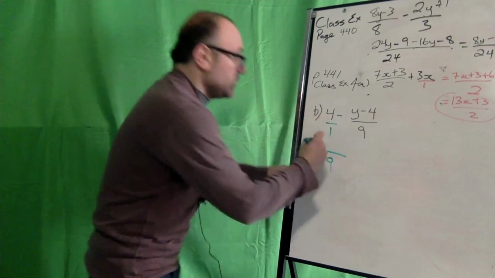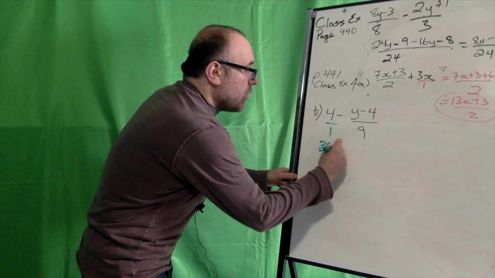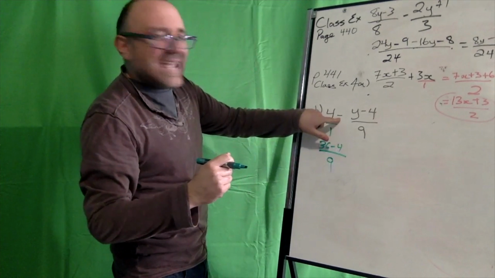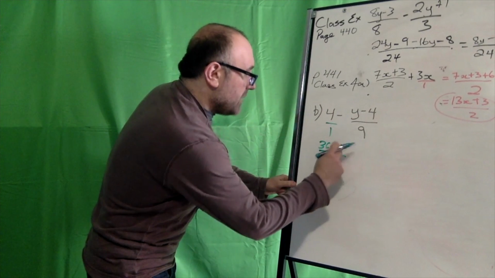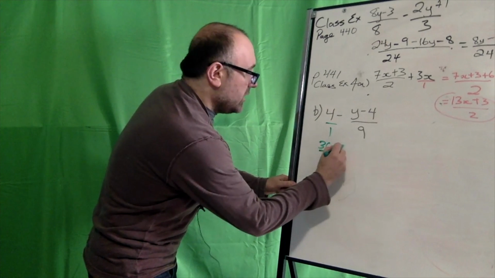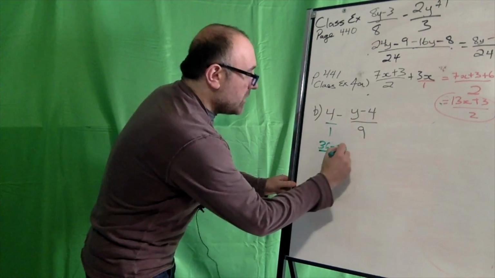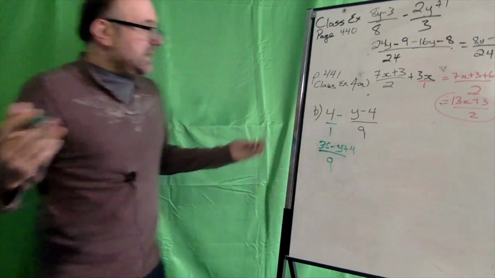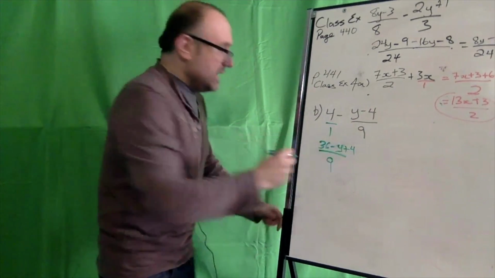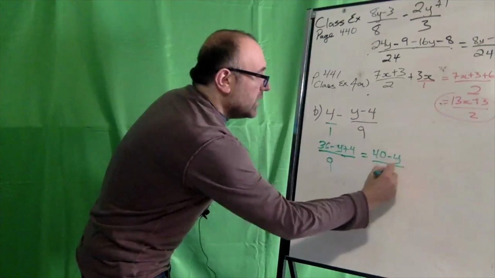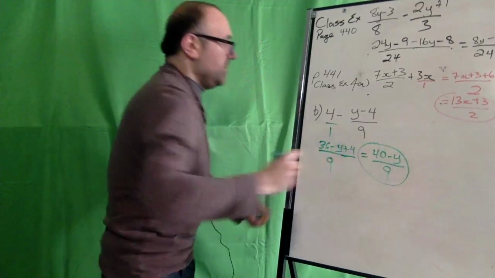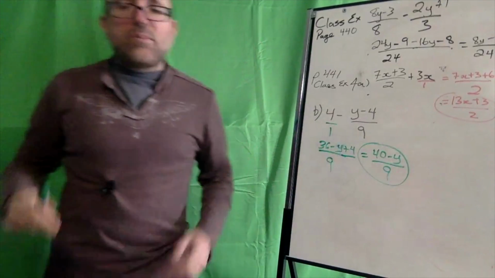4 times 9 is 36. Minus 4. Be careful. This negative means it's applied here and here. My apologies, that's negative y. And then that'd be positive 4. Collect any like terms. 36 plus 4 makes 40 minus y over 9. There's nothing else more you can do from there. Okay, that's class example 4.